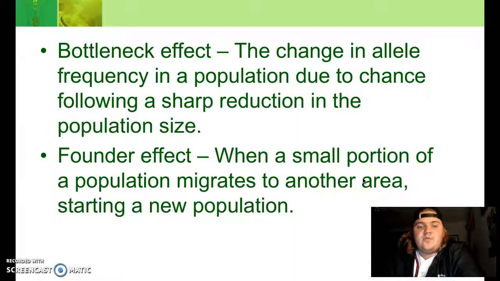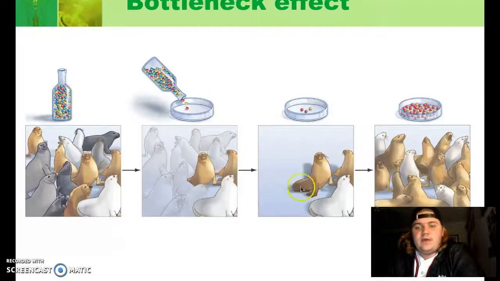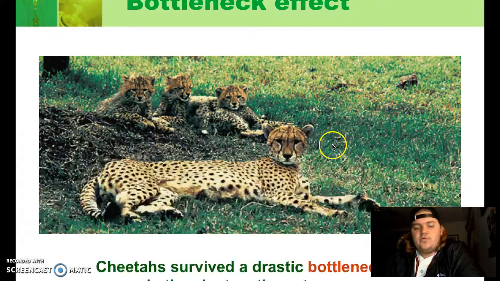And then founder effect, when a small portion of a population migrates to another area to start a new population. I don't know, the word founder helped me learn that there. Something's founded and there's a founder and they start something new. This kind of explains the bottleneck a little bit more. Out of the gene pool, there's more to choose from in larger sample sizes. Like cheetahs survived a drastic bottleneck in the 19th century.